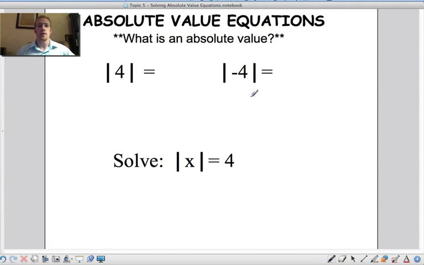Now, what does it mean to solve an absolute value equation? Alright, so we know the absolute value of 4 is 4. The absolute value of negative 4 is 4. Alright, so let's think, what do variables really mean? A variable, let's say x, we usually use x, but you can use any letter, stands for any number. It can be any number, right? So x equals, it could be anything.